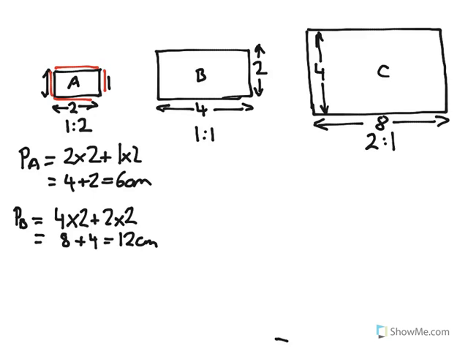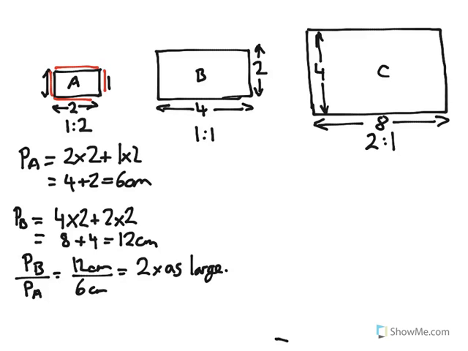So how does the perimeter change from B to A? Well, the perimeter of B divided by the perimeter of A would be 12 centimeters divided by 6 centimeters, which is 2 times. So it's 2 times as large. The perimeter of B is 2 times as large. What about the area then?